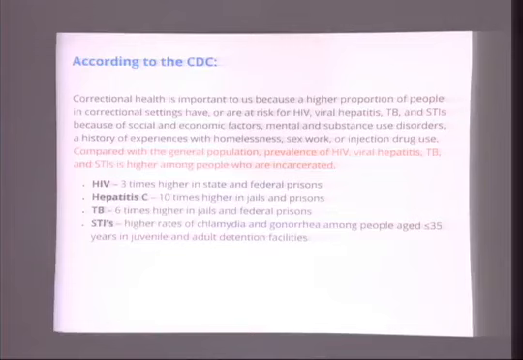For HIV, it's 3 times higher in state and federal prisons. Hepatitis C, 10 times higher in jails and prisons. Tuberculosis, 6 times higher in jails and federal prisons. And for STIs, higher rates of chlamydia and gonorrhea among people aged less than 35 years in juvenile and adult detention facilities. So the rates in that regard are pretty high when you look at it compared to the general population.